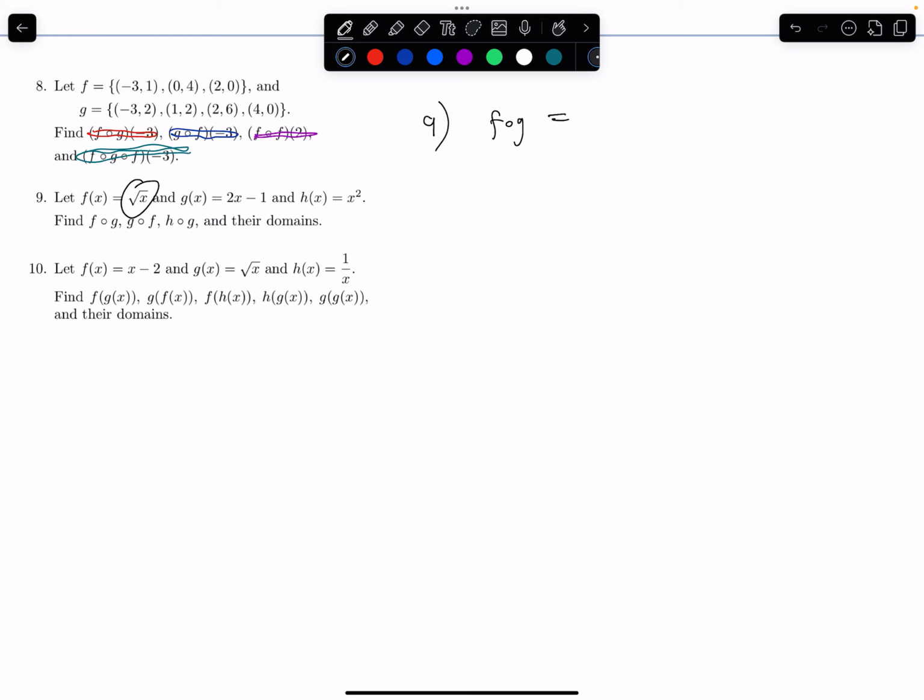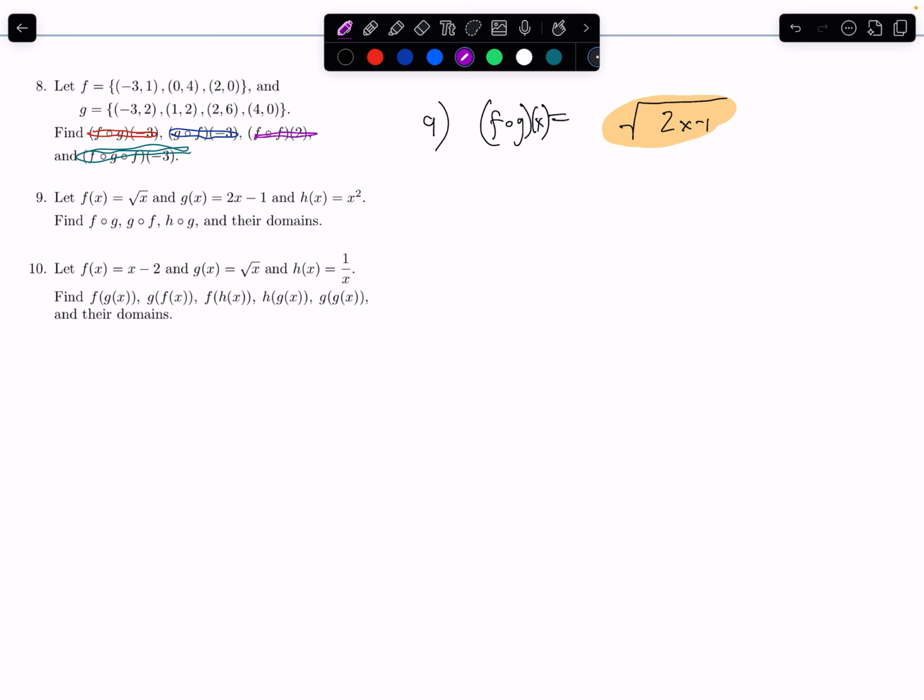Well, f takes a square root, right? But g happens first, actually. So first of all, g of x is going to be, and more specifically, I should say f of g of x. F of g of x is, okay, g was 2x minus 1, right? And f is going to take a square root of whatever the result of that was. So it's going to be a square root of 2x minus 1. That's it. This is my whole answer here. That's f of g. Okay, now for the domain part.